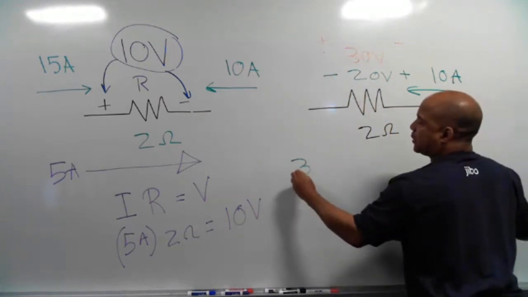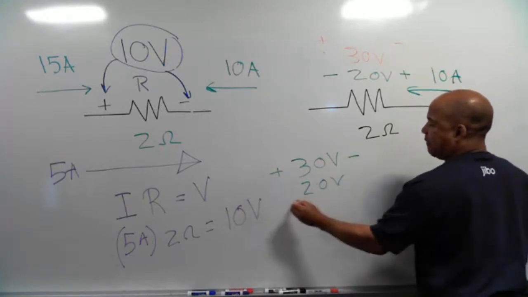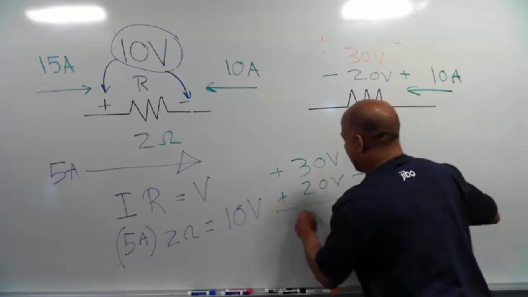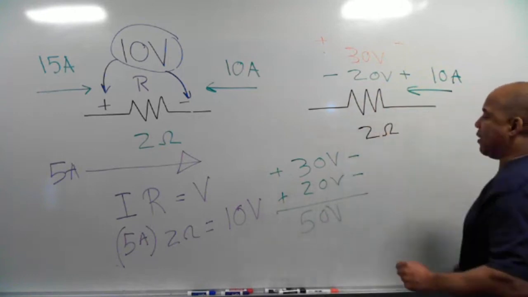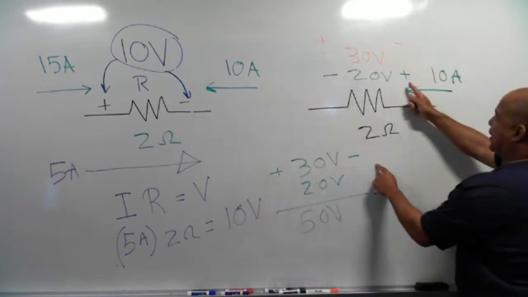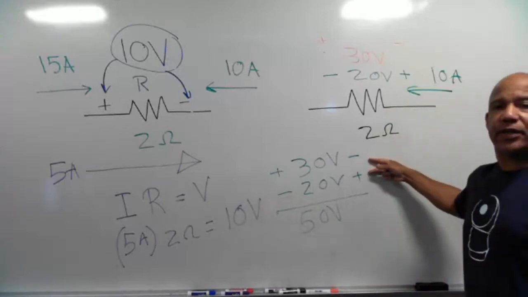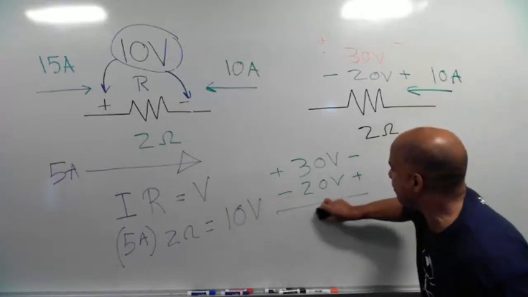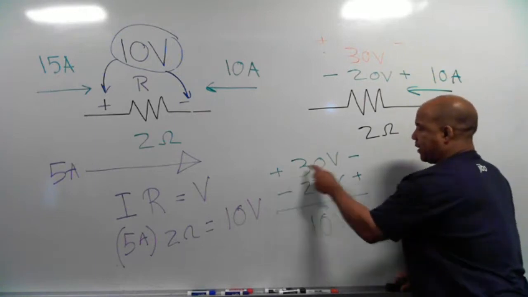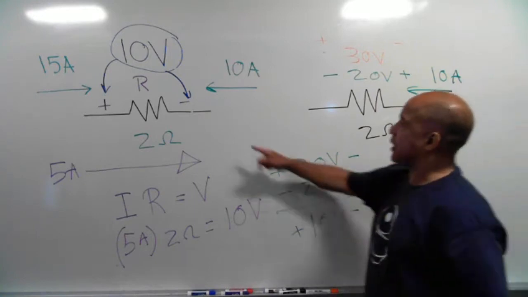Now, if my polarities were like this, if I had 30 volts and 20 volts, positive, negative, positive, negative, we call that series aiding, and in that case, I would add them up and get 50 volts total. In this case, that's not what I have, it's the opposite. I have positive, negative, but this is positive on the right, negative on the left. So this is what we call series opposing, and what I have to do is subtract them. 30 minus 20 is 10. I keep the polarity of the bigger voltage, like that. So again, I get 10 volts, just like I did over here.